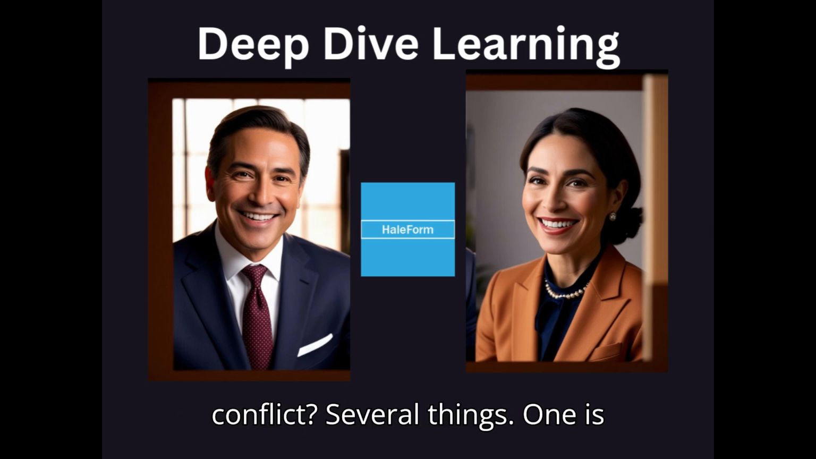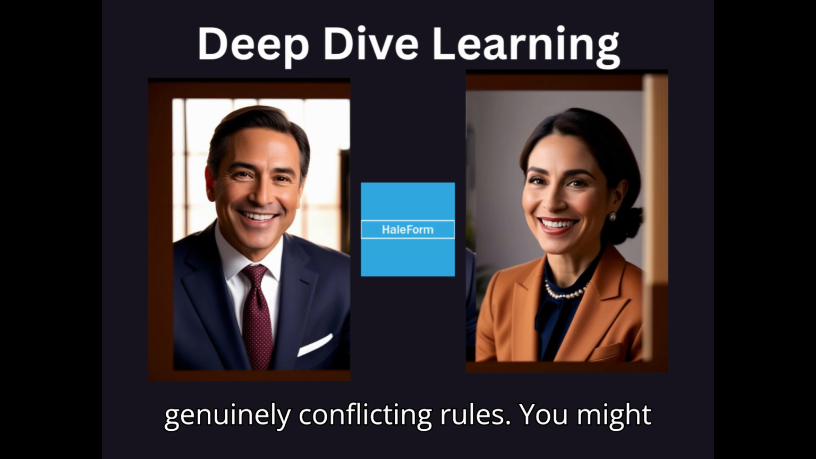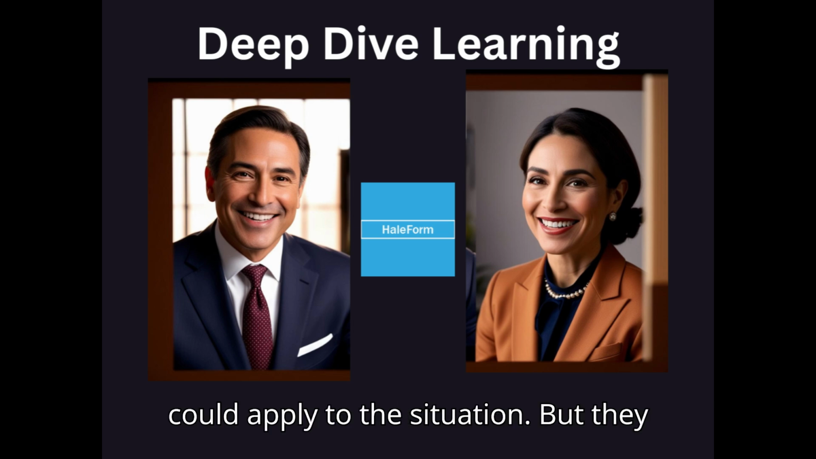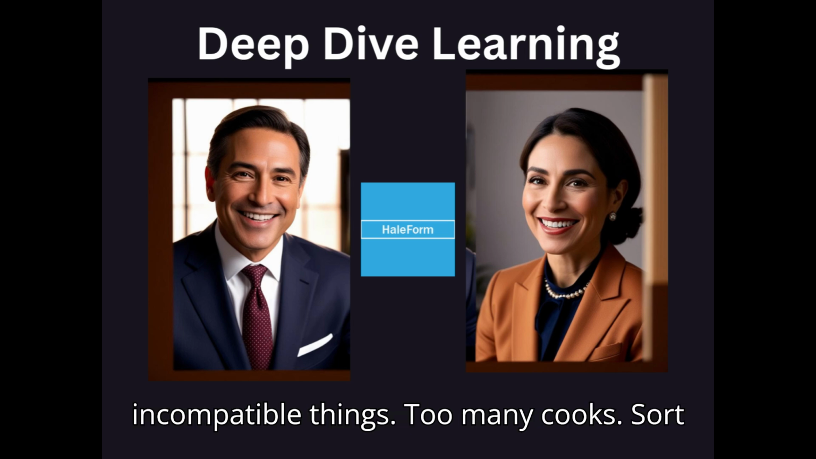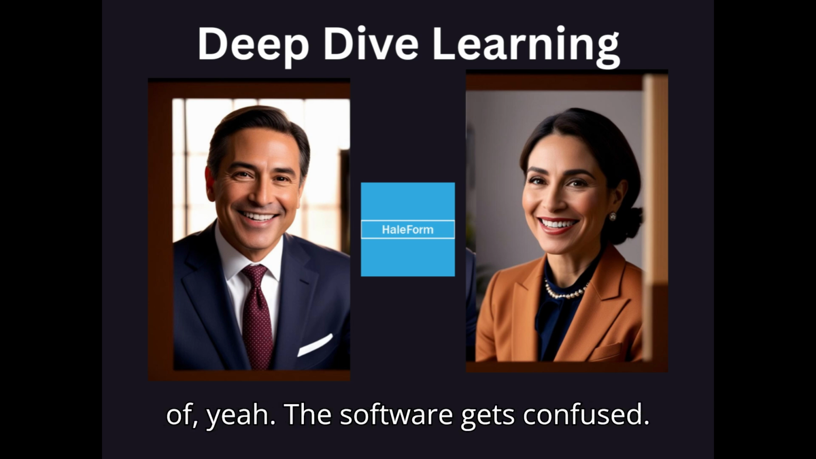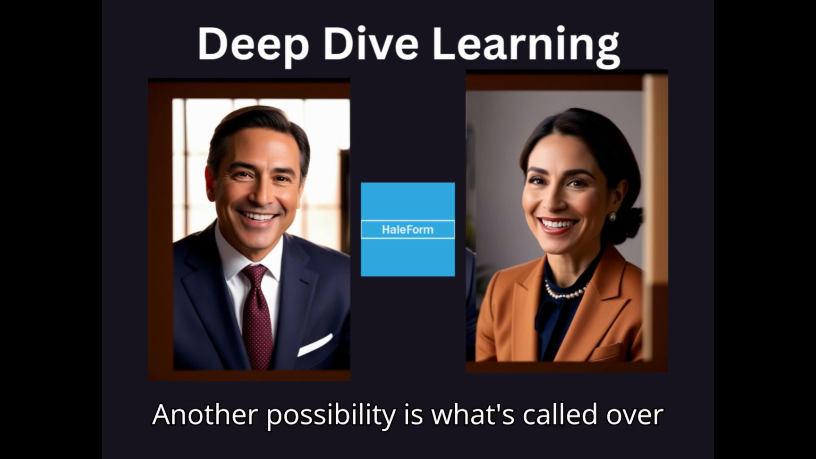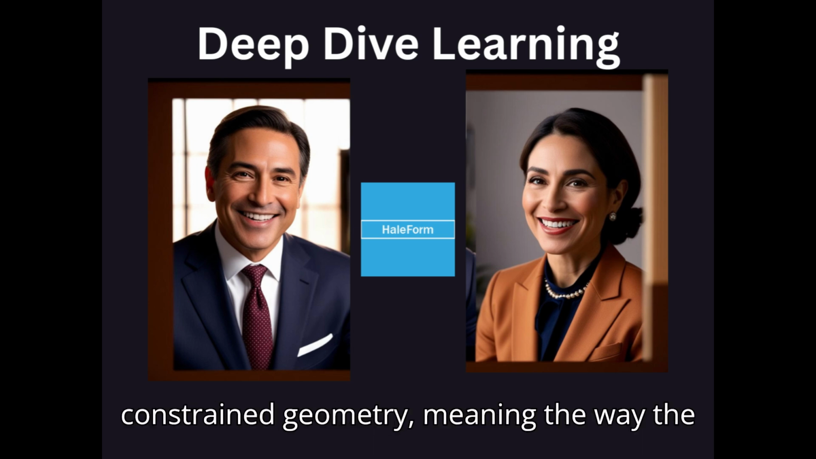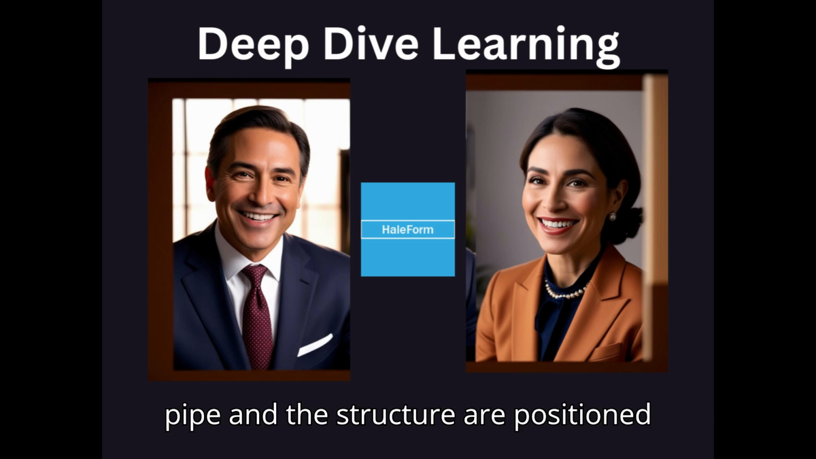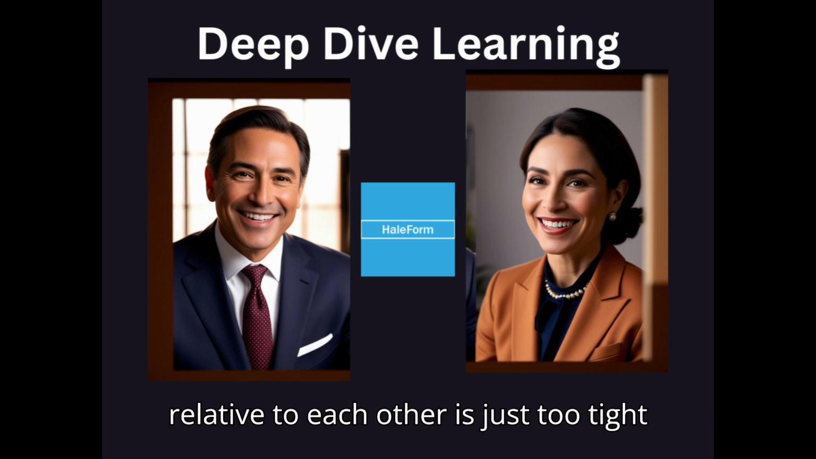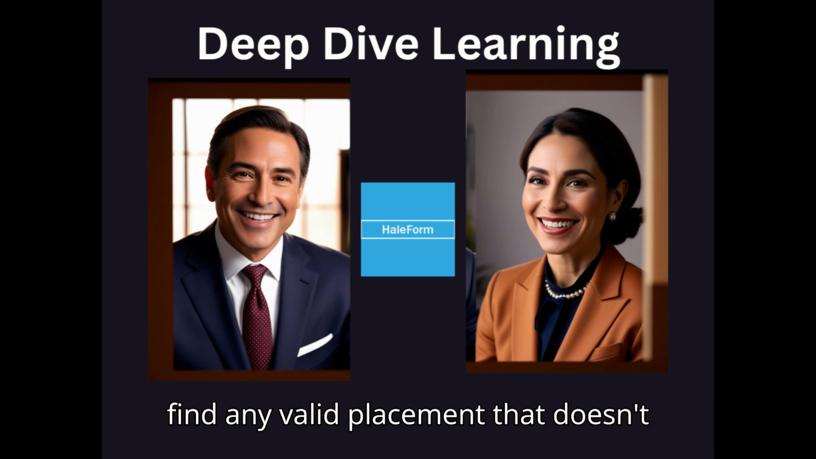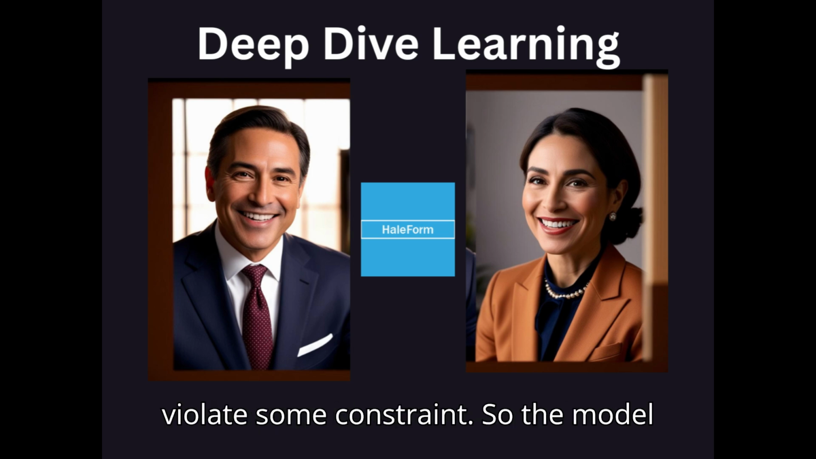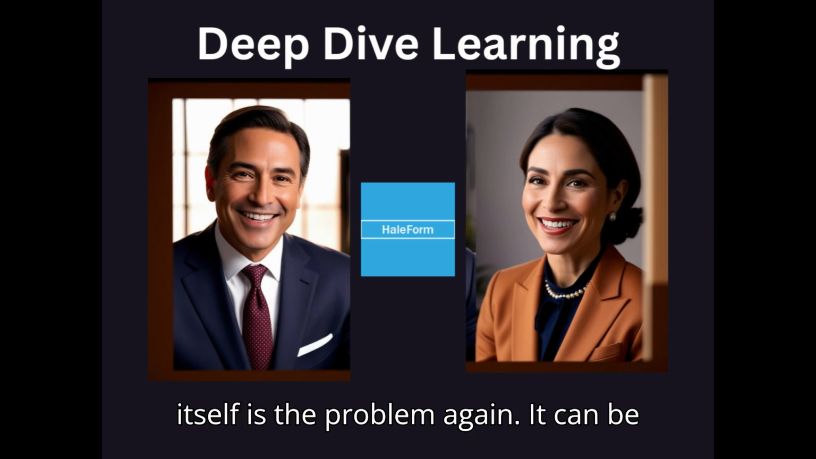What causes that kind of conflict? Several things. One is genuinely conflicting rules. You might have 2 or more rules in the spec that could apply to the situation, but they tell the software to do different, incompatible things. Too many cooks. Sort of, yeah. The software gets confused. Another possibility is what's called over-constrained geometry. Meaning the way the pipe and the structure are positioned relative to each other is just too tight or complex for the standard rule logic to find any valid placement that doesn't violate some constraint. So the model itself is the problem again.